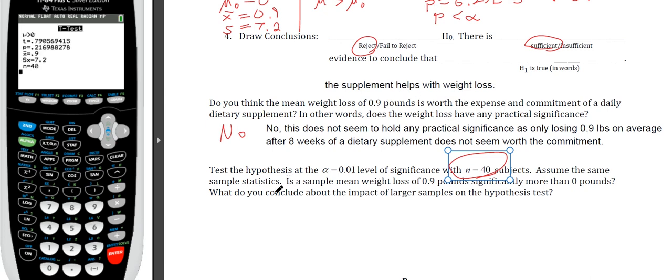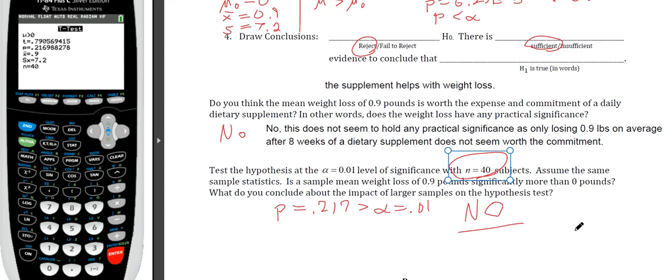If we do that, however, what we get is a p-value of about 0.217, and that being greater than alpha, which was 0.01. So what do you conclude, assuming the same sample statistic? Would the sample mean weight loss of 0.9 pounds be significantly more than 0? No, it would not. And what this is showing is that larger samples can have a really big impact on the statistical significance of a test.